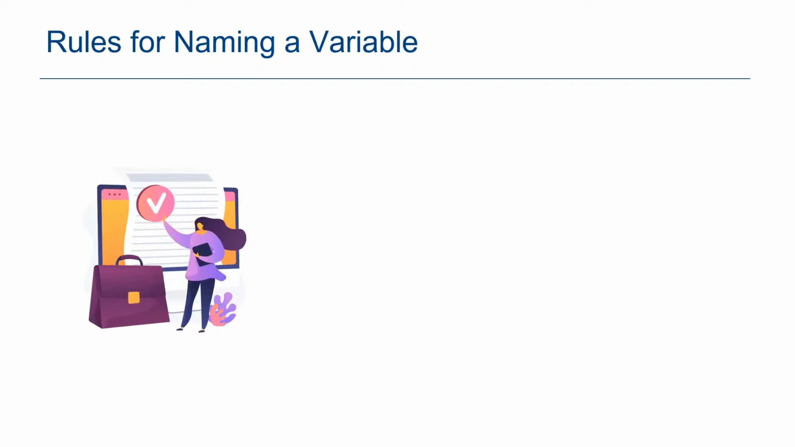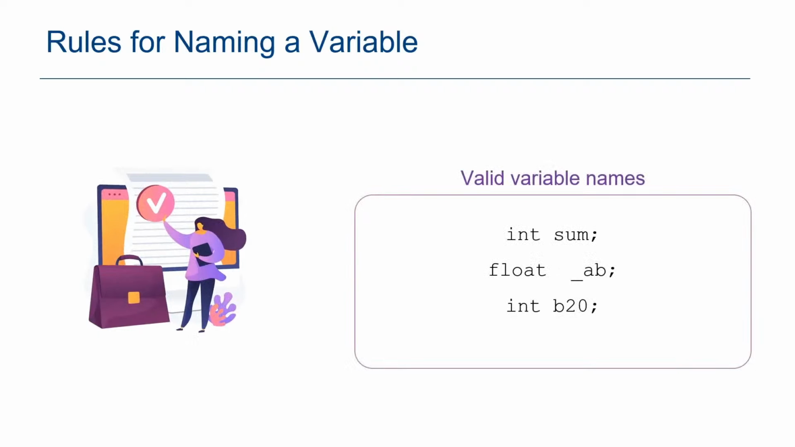And there are specific rules for naming a variable. Here are the valid variable names: int sum, float _ab, int b20. With these examples, we understood that a variable can have alphabets, start with an underscore character, and have digits.